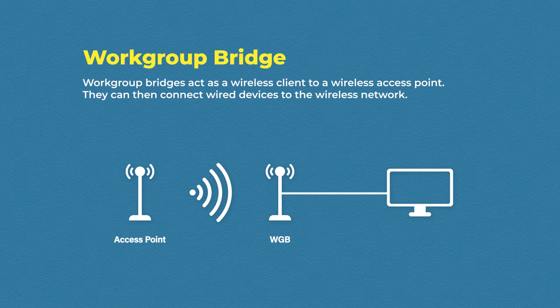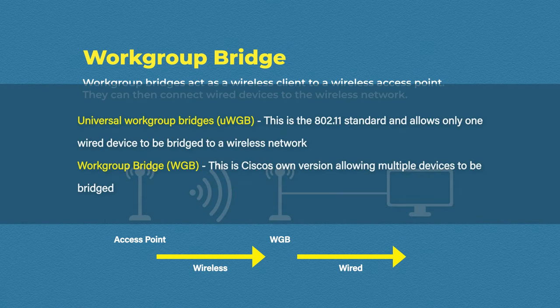Next, we have workgroup bridges. Workgroup bridges act as wireless clients to a wireless access point. They can then connect a wired device to that wireless network. So why would you want to do that? Well, for example, say we have a printer or a PC that does not support wireless connections. We can then use a wired connection to that workgroup bridge, which would then in turn connect to the wireless network. Quick note here, there are two types you might encounter.